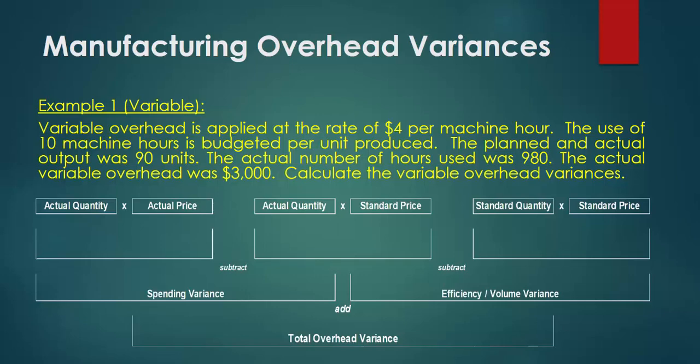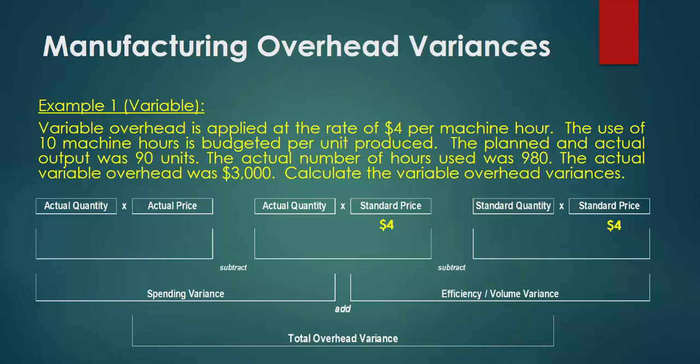So I'm just going to read back through the problem and plug everything in where it goes. So variable overhead is applied at the rate of $4 per machine hour. That's our standard price, and it goes in two different places. It goes in that first subset and the second subset. Then it says the use of 10 machine hours is budgeted per unit produced. So that's going to be the standard quantity of hours that we use for each unit that we produce.